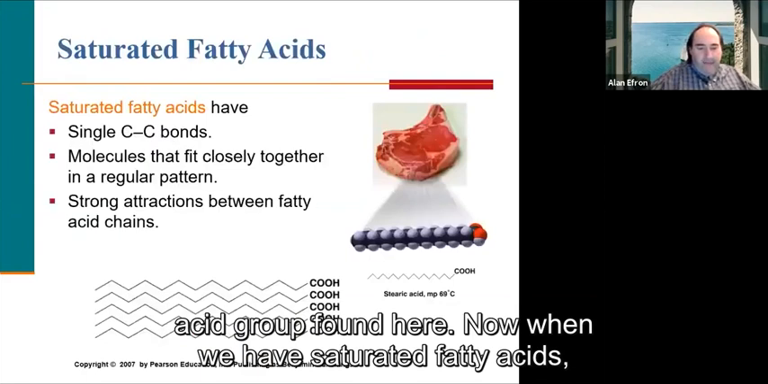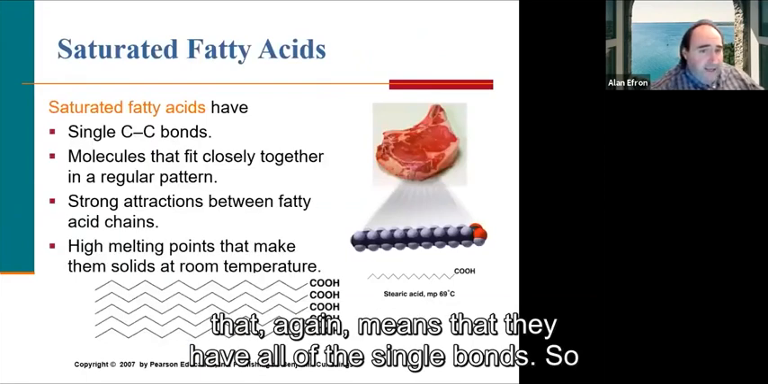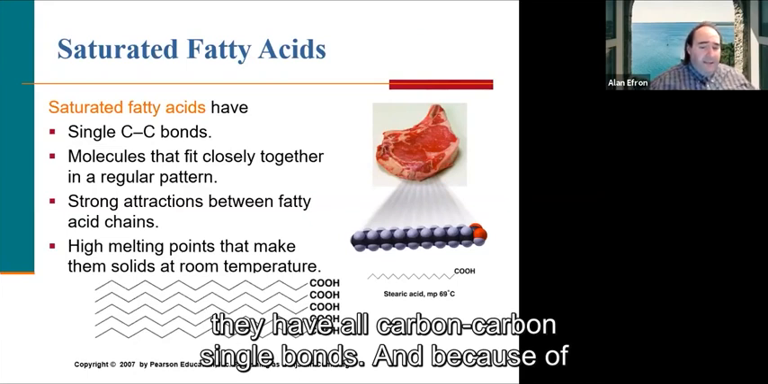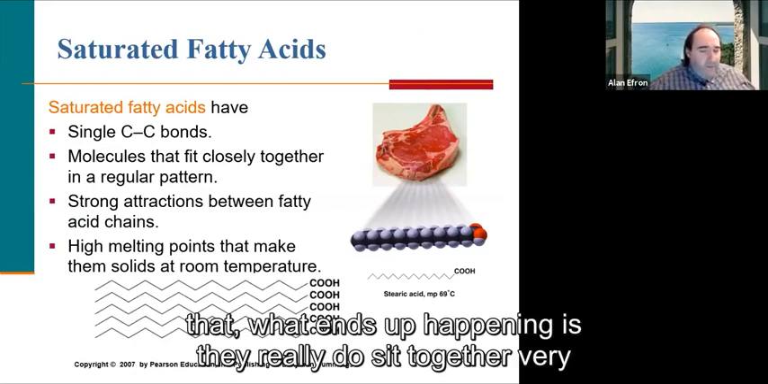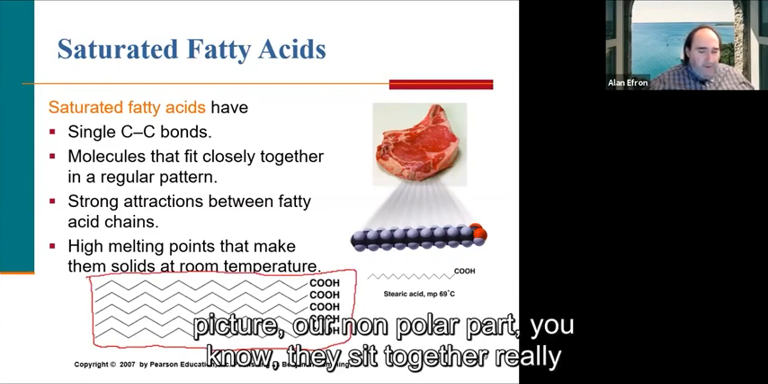Now, saturated fatty acids have all single bonds, so all carbon-carbon single bonds. Because of that, they sit together very nicely. As you can see in this picture, our nonpolar parts sit together really nicely.